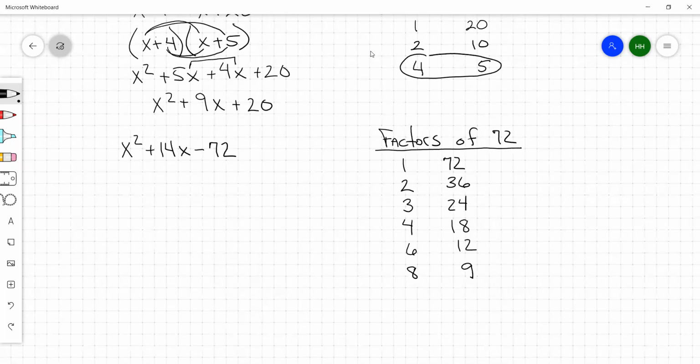Everybody see how you're done right now? You're not going to go to 9 right here, are you? Because there's your 9, and it's 9 times 8, and then 12, and then 18.